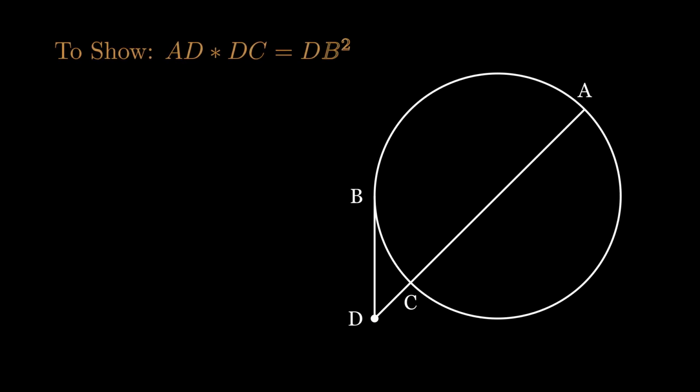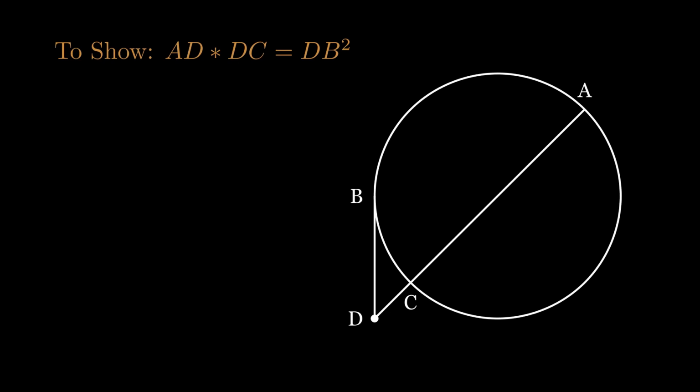Starting with circle ABC, take a point D outside of it. We can draw two lines from D to the circle. Let one of them, DB, be tangent to the circle, and let the other intercept through the circle. We want to show that AD times DC is equal to DB squared.